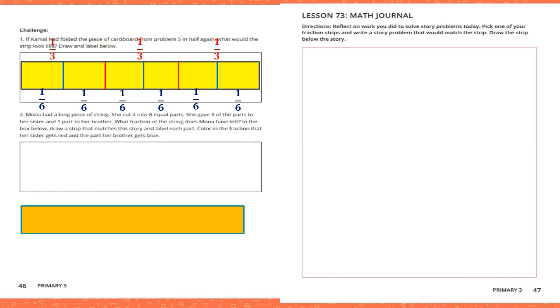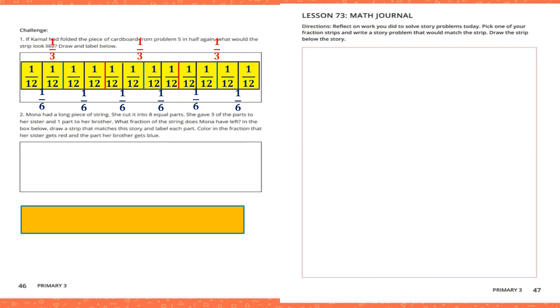I will take this 1 over 6 and fold it into halves again. So how many pieces do we have now? They were 6, and we fold each part into 2 parts again. So it will be 1 over 12, sorry, 1 over 12.